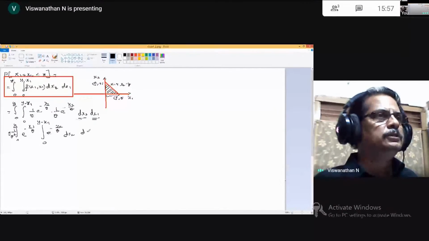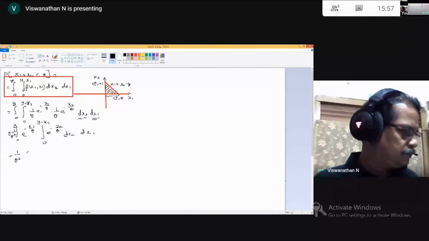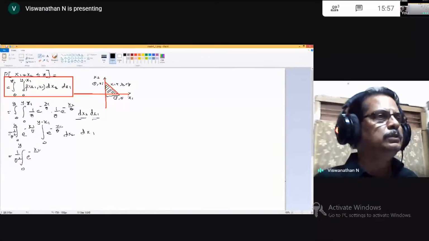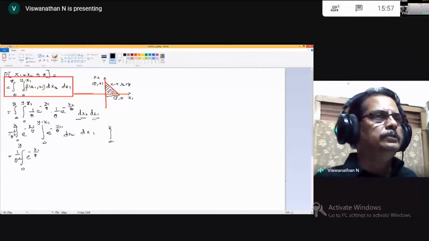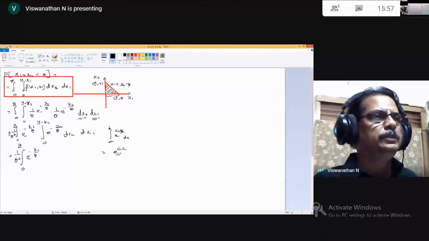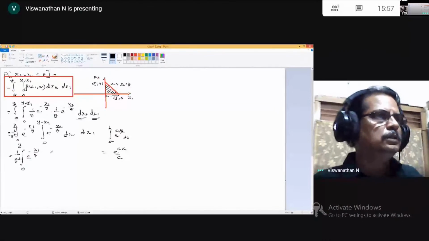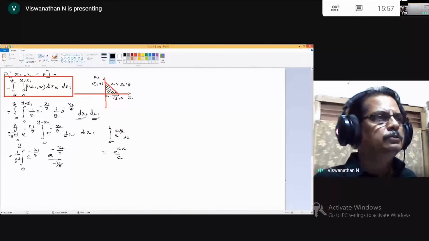The outer integral is dx1, which is equal to 1 by theta square, integral 0 to y e power minus x1 by theta. So this we can integrate. This resembles something like integral a to b e power ax. So e power ax integrates to e power ax by a. Same logic. So dx we have taken it out. So this is e power minus x2 by theta divided by minus 1 by theta.